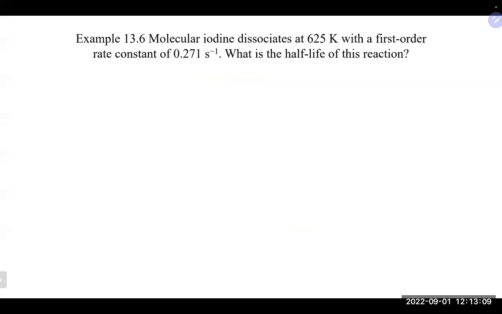All right, so let's try another one here. Molecular iodine dissociates with a first order rate constant of 0.271. What's the half-life of this reaction? So once again here, first order. So we are looking for half-life.